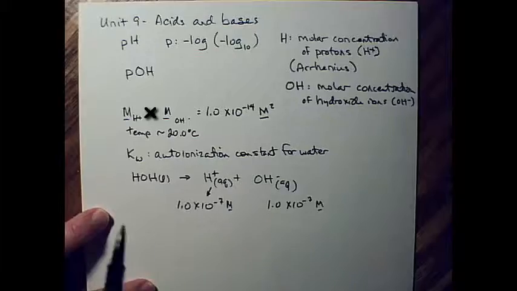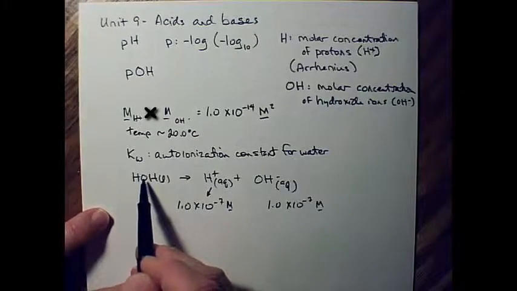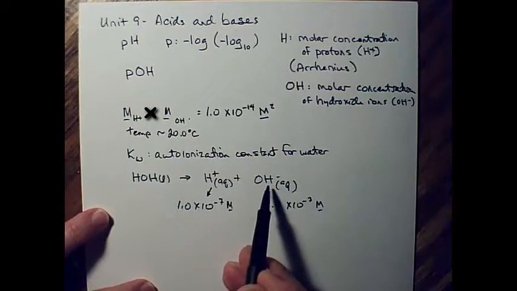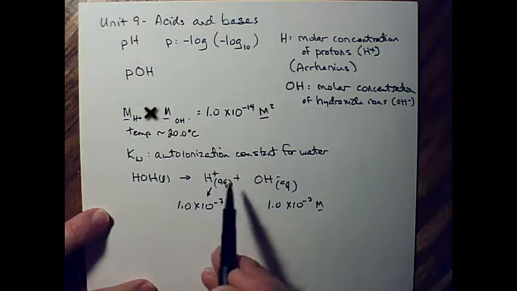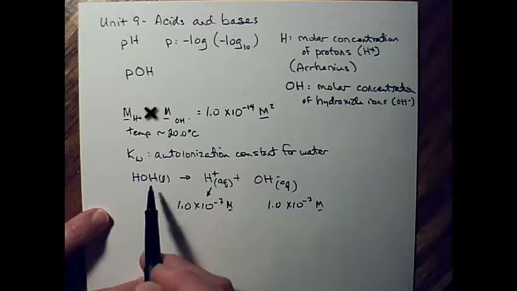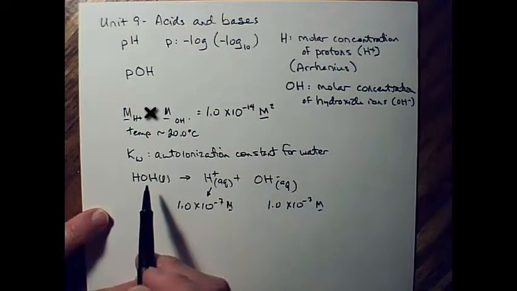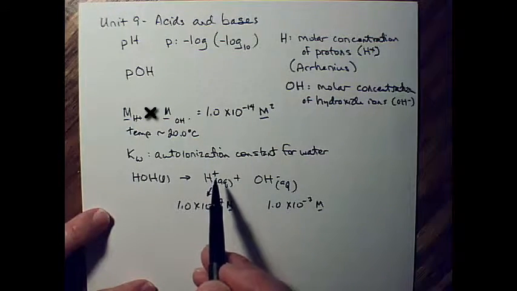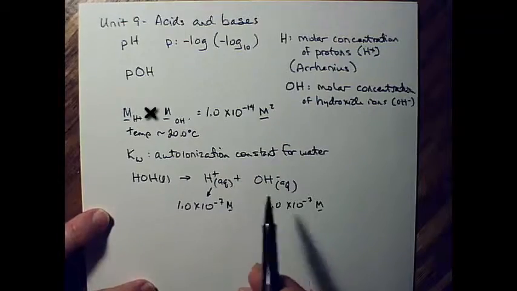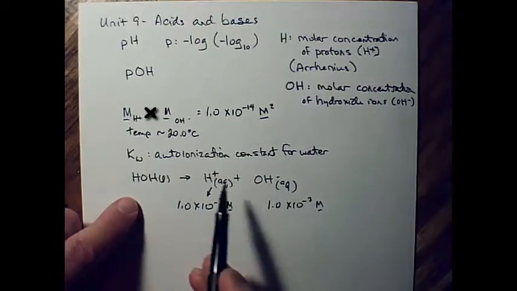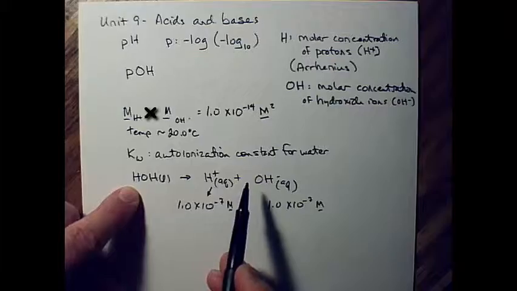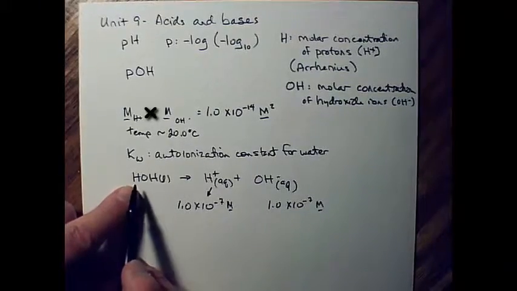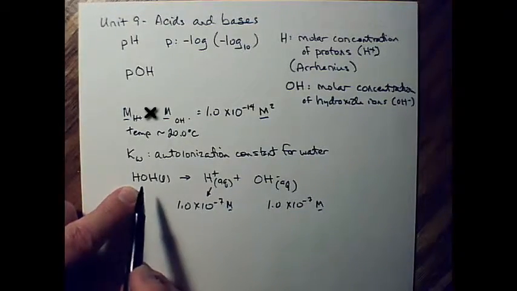And they're the same because every time I break up one of these, I get one of these and one of those. That makes sense? And so the moles of this have to equal the moles of this as long as all of these are coming from water. If we're just auto-ionizing water, the number of hydrogen ions and the number of hydroxide ions have to be equal, but only as long as those ions are only coming from water.